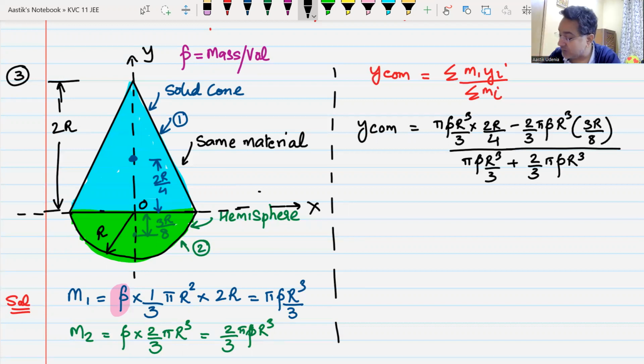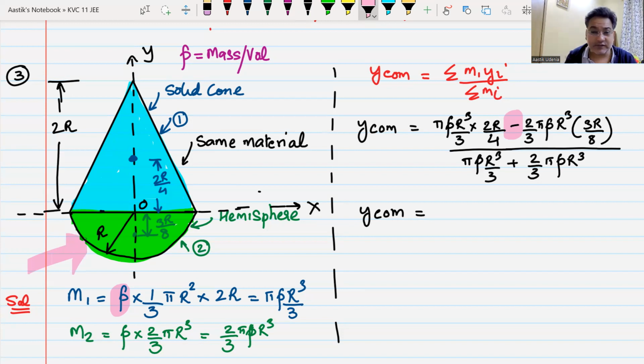Solving this, you will get your answer, which I will leave for you as homework so that you can go back home and see how it is done. Why has this minus sign come here? Negative y-axis, because I have taken the origin above it. The center of mass of this one lies below, and that is why we have a negative sign. I will leave this calculation for you to do at home.